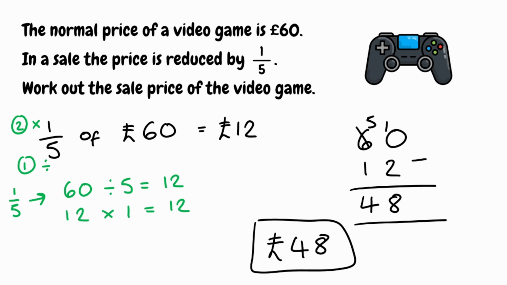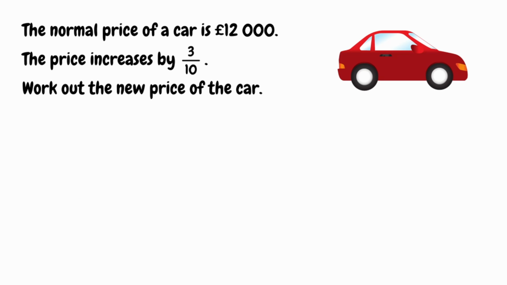Okay, let's take a look at another example. For this question, we have that the normal price of a car is £12,000. The price increases by 3/10. Work out the price of the new car. So again, to begin with, we've got a fraction of an amount question. We need to figure out what 3/10 of £12,000 is.